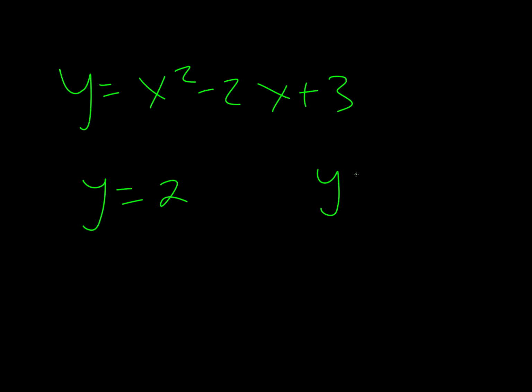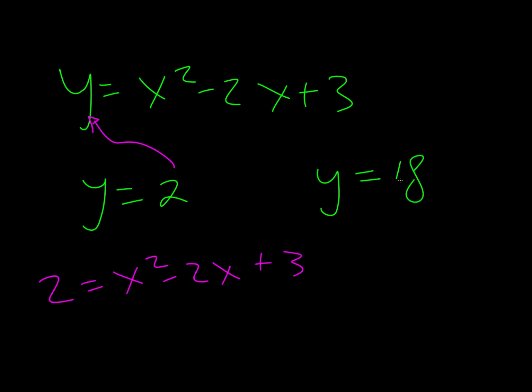Okay, now we have one more, and we're given y equals x squared minus 2x plus 3, and find the values of x when y equals 2 and y equals 18. So what we're going to do is we're going to plug in this 2 for y now. So 2 equals x squared minus 2x plus 3.